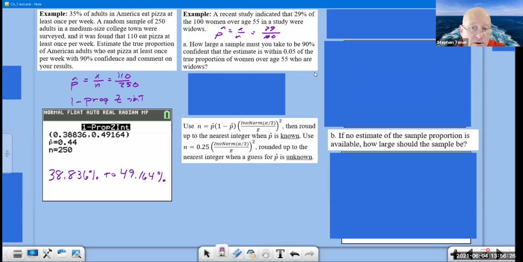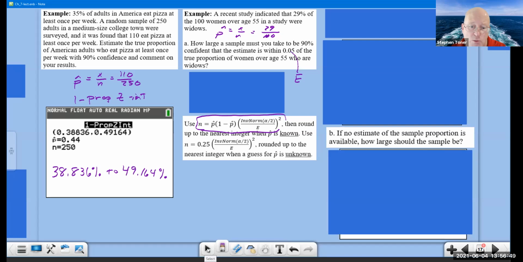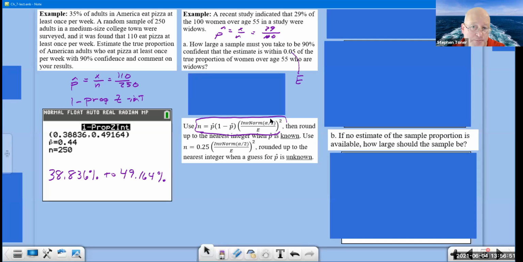So that 0.05 that we have here, that's the margin of error we're willing to live with. We've got our confidence level, and we have a p-hat. Since we have a p-hat, we're going to use this first formula here instead. We've got this estimate that we're using. We don't have the population proportion. We're trying to make a prediction about that.